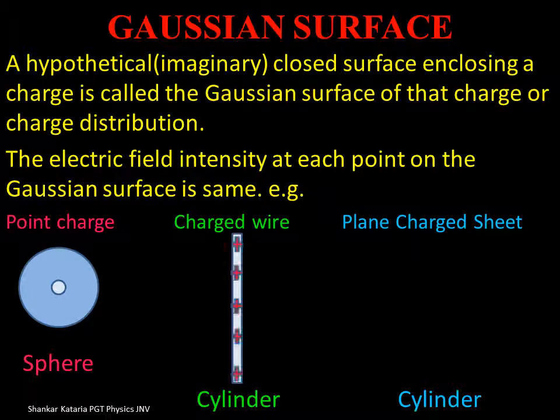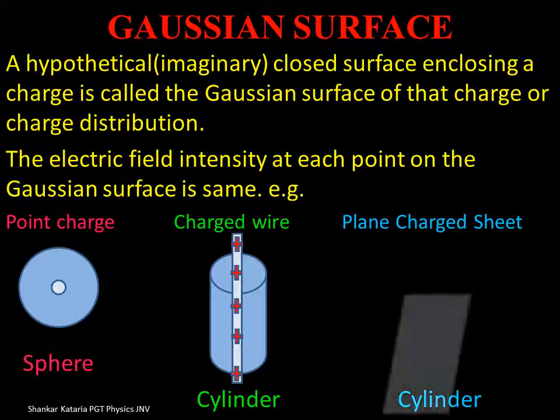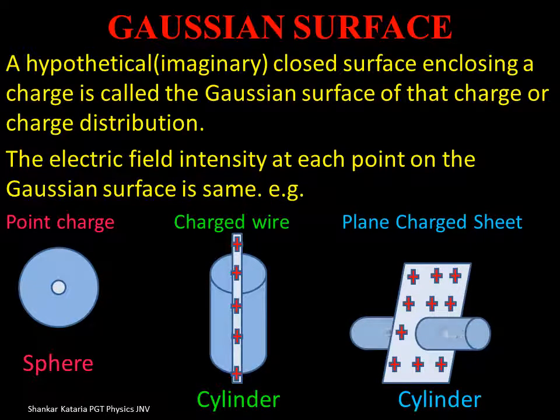For a uniformly charged wire, the Gaussian surface would be a cylinder. And for a plane charged sheet, of course it is uniformly charged because Gauss law is more applicable on symmetric distribution of charges, the Gaussian surface would be another cylinder. This Gaussian surface helps us to calculate the electric field intensity due to continuous charge distribution.